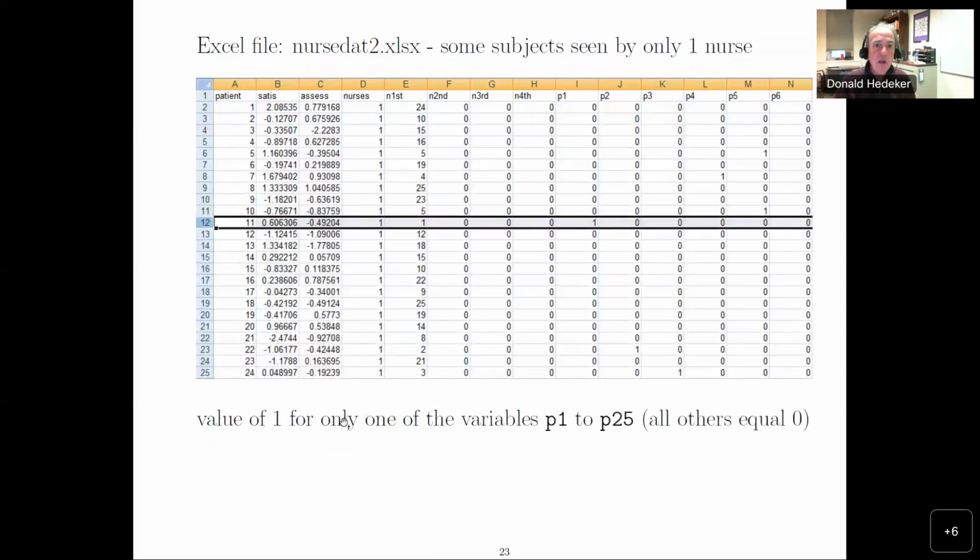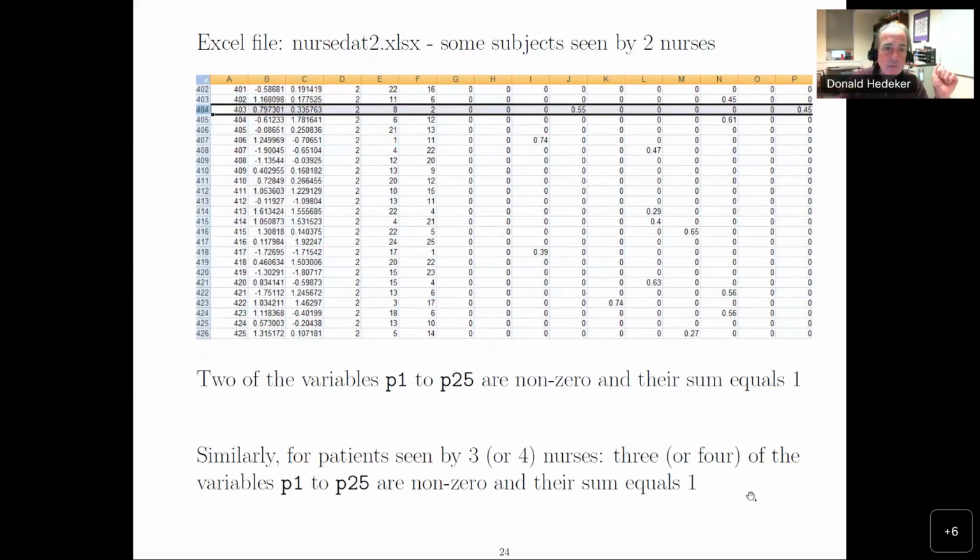So this is what the Excel file looks like. Patient here, you can see that's the first ID. And notice in this first slide, for patient 11, P1 to P25, they have a 1 for P1. So that person was seen by the first nurse only, and all the other P variables equal 0. Now, if you go further in the data set, you'll see, for example, patient 403 was seen by 2 nurses. One of the nurses they were seen a little bit over half the time, and the other nurse a little bit under half the time. And you see similar patients that were seen by 3 or 4. So these weights are very important.